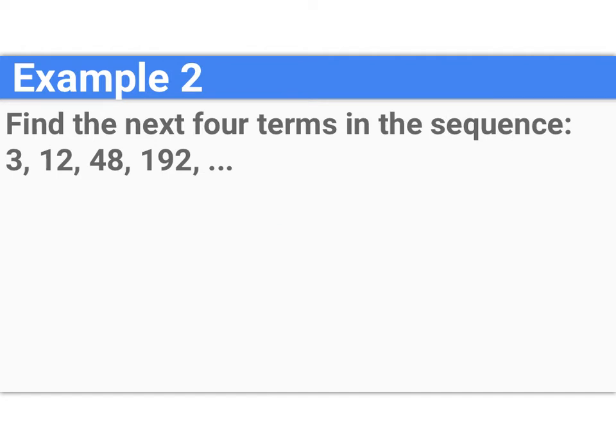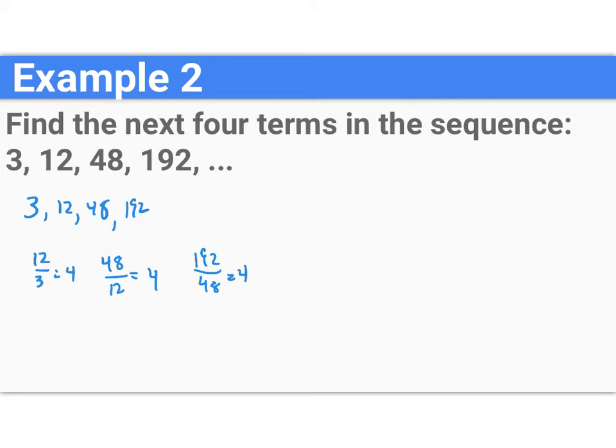So let's look at example 2. Find the next 4 terms in the sequence. So we don't need the constant of difference. So we go from 3 to 12 to 48 to 192. I don't know what to do here. So if I divide 12 by 3, I get 4. If I divide 48 by 12, I get 4. And I bet if I divided 192 by 48, I will get 4. So this is a multiply by 4 situation. All right, so find the next terms in the sequence.